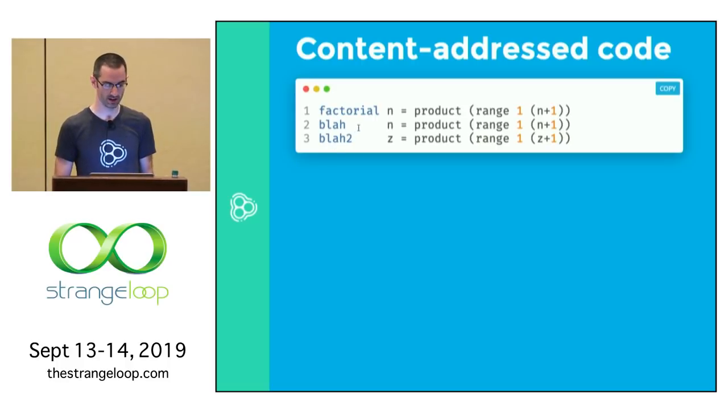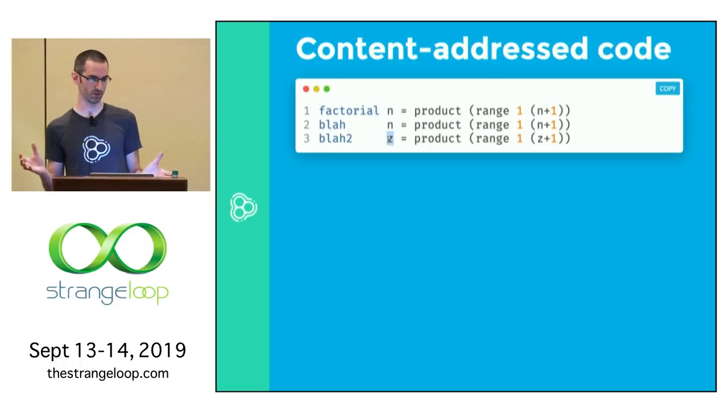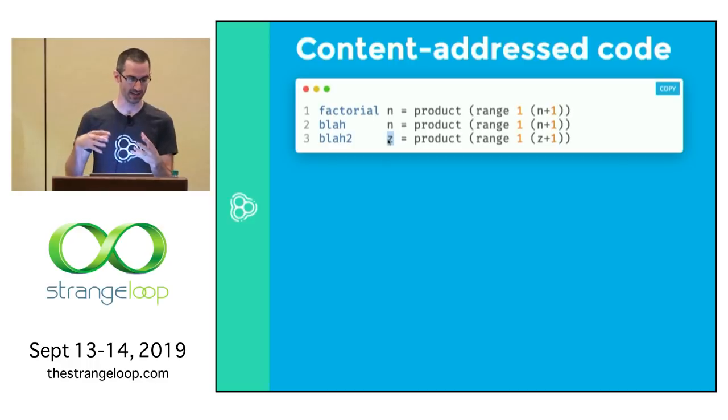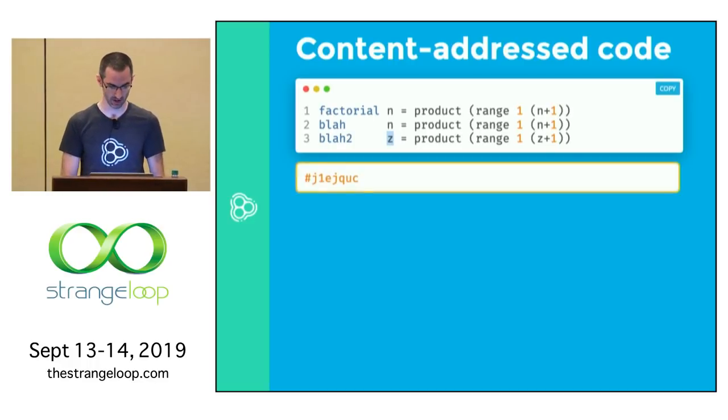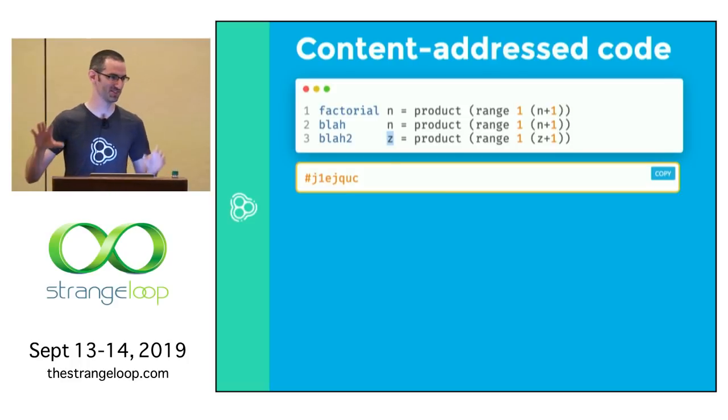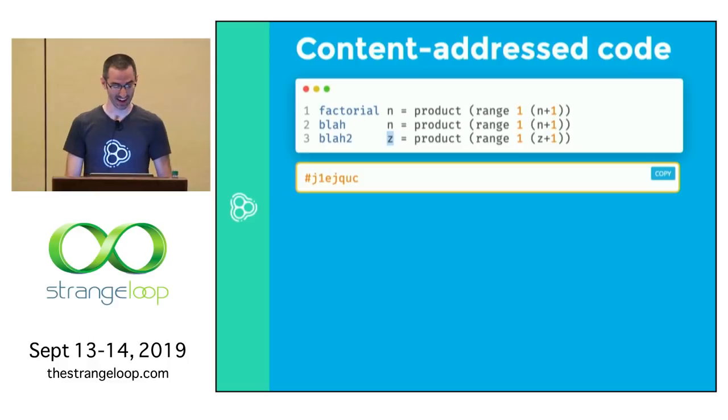So if we define a function factorial of n is equal to the product of the numbers 1 through n, it actually doesn't matter whether we call that function factorial or whether we call it blah. It doesn't matter whether we call the parameter n or whether we call it z. It's the same function. And we can compute a content hash of the implementation of that function. Let's say that hash is whatever, J1E. In reality, these are going to be 512-bit SHA-3 hashes, but I'm not going to show those in the slides for obvious reasons. So we say that the code is content addressed. It's identified by its content.